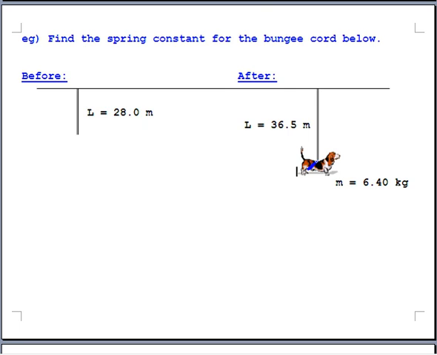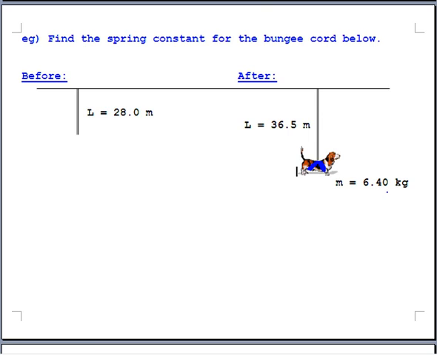We'll put him in a nice safe harness here. So let's imagine that the bungee cord, when it's just hanging there, is 28 meters long. And now we've got this dog. Maybe he's done the jump and he's bobbed up and down and he's just dangling there. So let's add that part into the story.